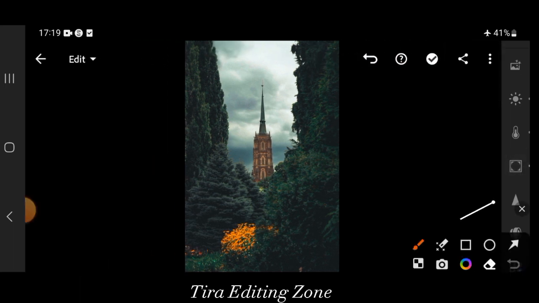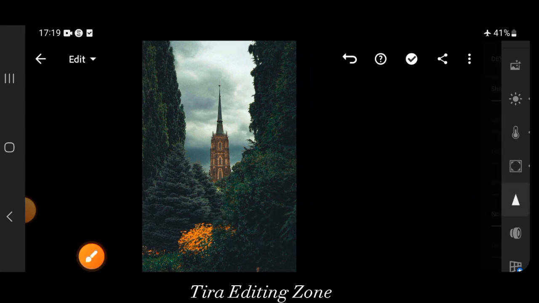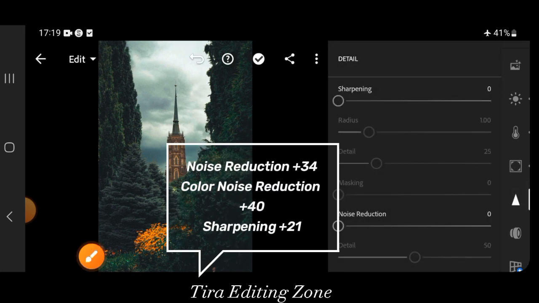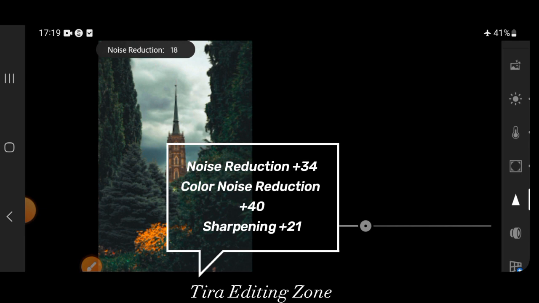Detail. Noise reduction plus 3, color noise reduction plus 40, sharpening plus 21.